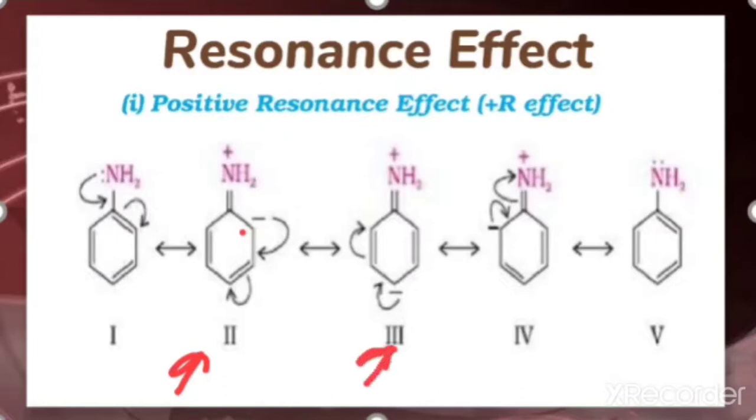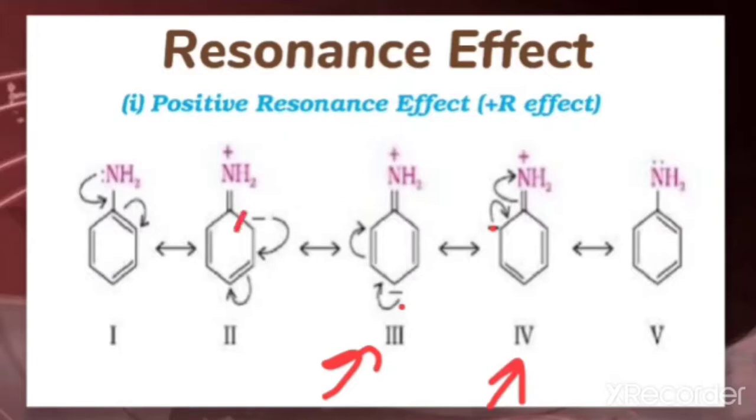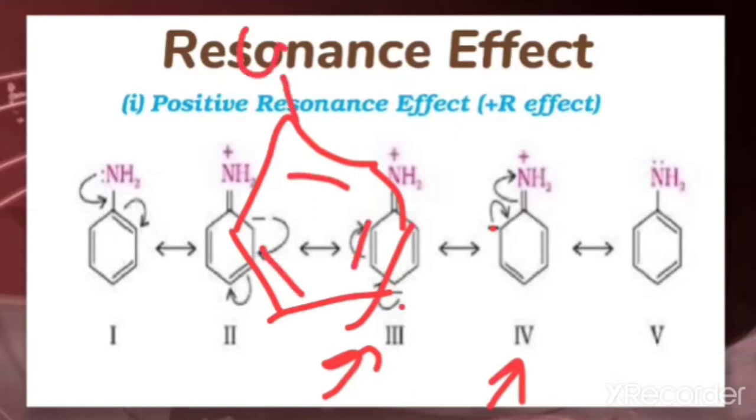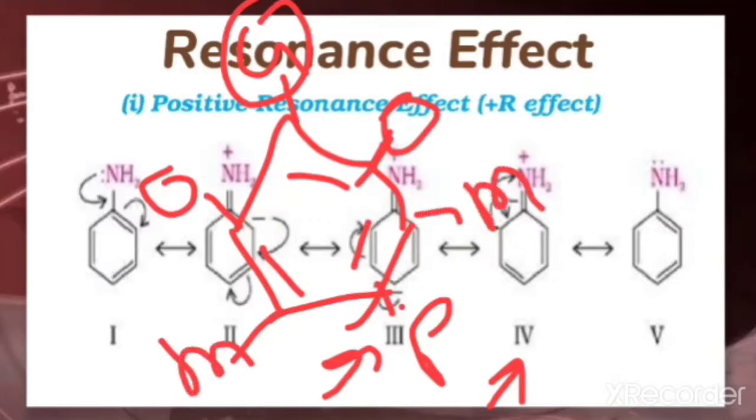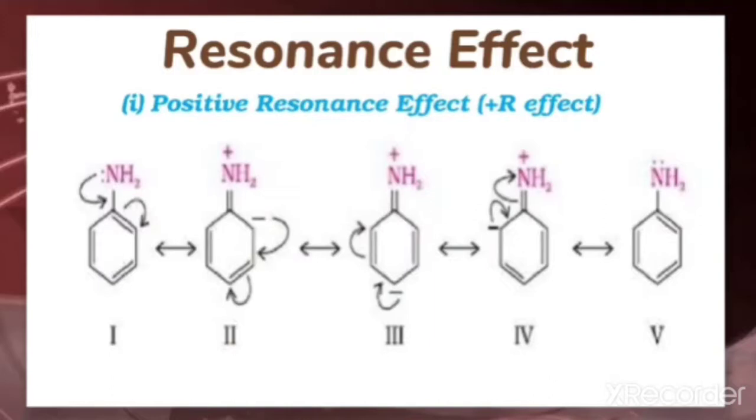But what about the third structure? In the third structure, you can see the negative charge is on the para position. So we can say that greater electron density will be at the para position. What about the fourth structure? In the fourth structure, the negative charge is on the ortho position. This is also an ortho position. As I told you, if there is any group, the adjacent position is called the ortho position. This one will be para, and this and this are meta positions. So the position adjacent to the group is called ortho. In the fourth structure also, the negative charge is on the ortho position, so we can say that greater electron density is on the ortho and para positions.